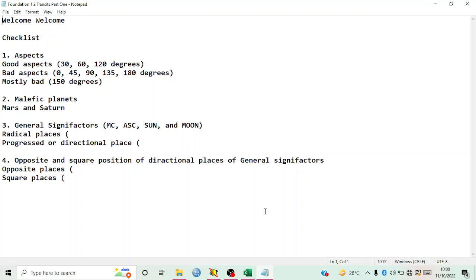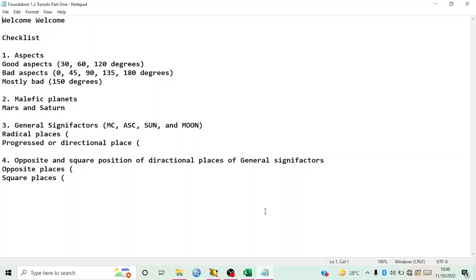So a 360 or 0 degree aspect is bad. A 45 is bad. A 90 degrees is bad. A 135 degrees is bad, and a 180 degrees is bad. These are the sure, most bad aspects there are. So whenever two planets are aspected by these aspects, surely the market's going to be bearish, or it's going to be down, or there are going to be more sales in the market.